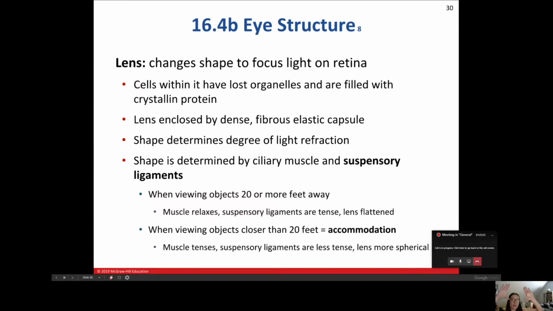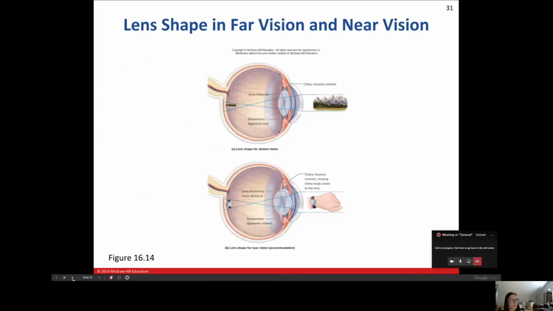When you look at something close, the ciliary muscles are going to tense. The suspensory ligaments then are going to loosen, right, because we're constricting a little bit, and then the lens becomes more spherical, and it rounds up to undergo accommodation. We'll mention that again in lecture.